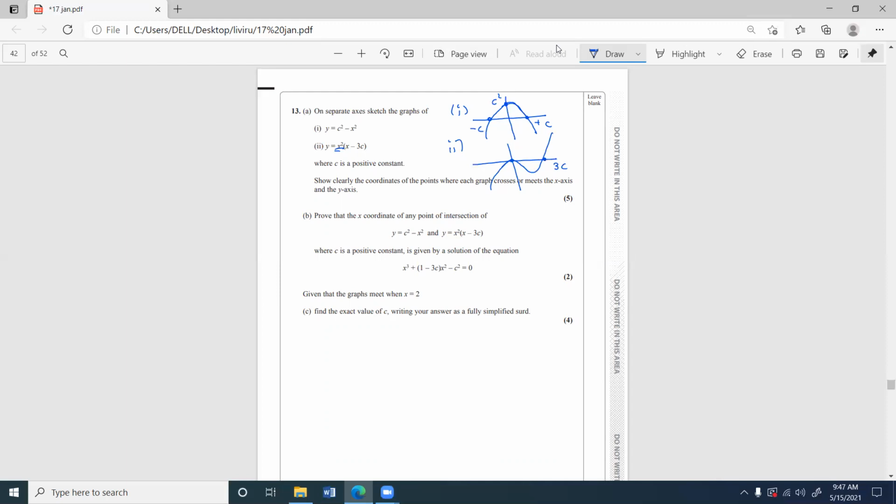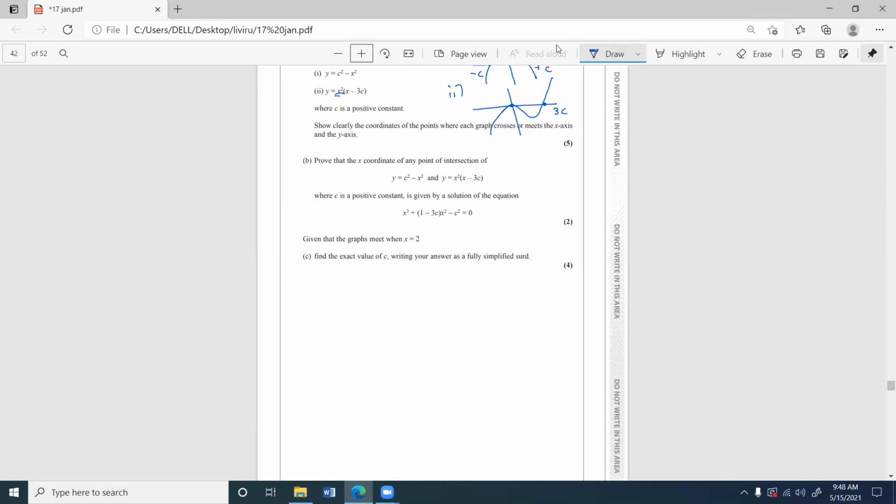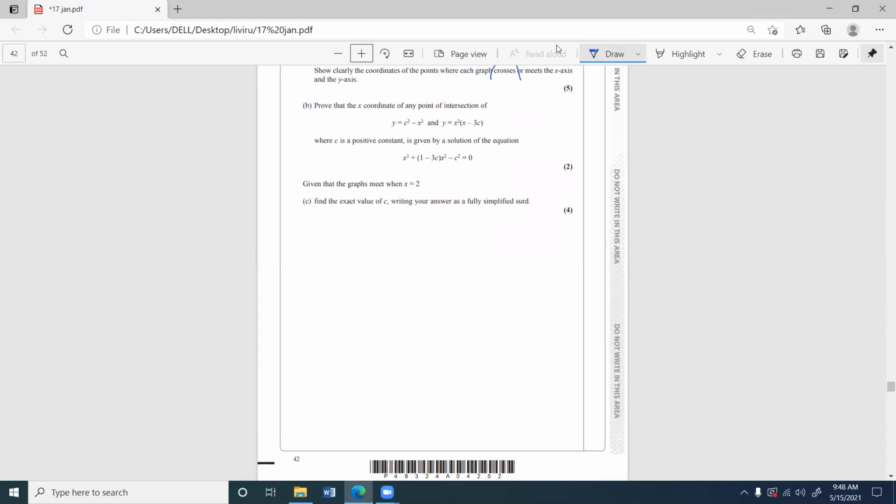Prove that the x coordinates of any point of intersection satisfy that condition. So if you come to this part B, if you simplify this, you can see that to find the intersection between two curves, we have to treat them as simultaneous equations.